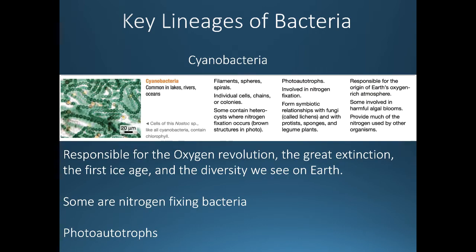The next lineage of bacteria, cyanobacteria, we've talked about several times during the past several videos. And so there's a lot that you need to know about cyanobacteria. So if we've mentioned it before, you should make sure you remember it in the context it was mentioned before. But some of the key highlights of cyanobacteria include what we just talked about, and that is how they are responsible for the oxygen revolution. They're also responsible for the Great Extinction that wiped out almost all forms of life. They're also responsible for the first ice age, yet they are also responsible for the diversity we see on Earth today. So they've had quite a mixed past. So they're a very interesting bacterial species.